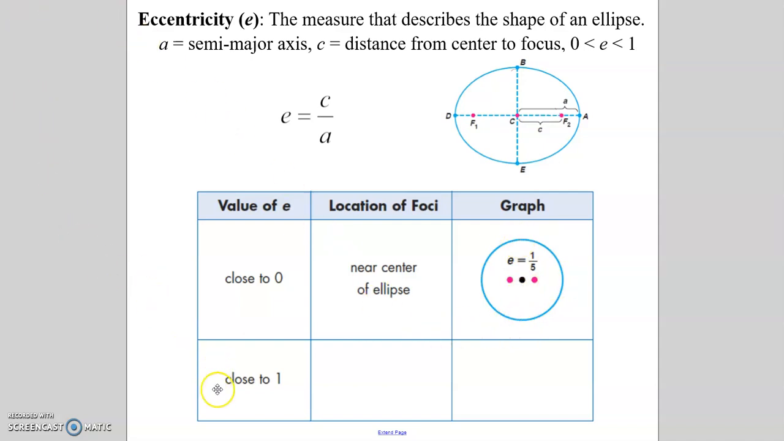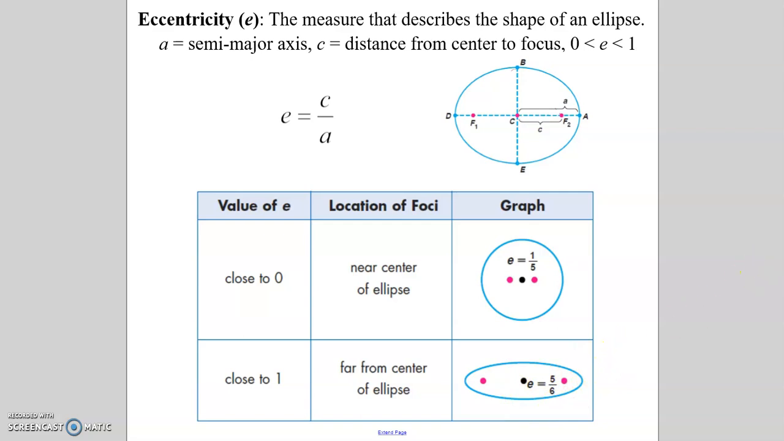Now, if the eccentricity is close to 1, that means that the number on top is almost as much as the number on bottom, which would mean C is almost as much as A, which means the foci are far from the center and really close to the vertex of the ellipse. Now, in that case, the ellipse would be very stretched out. So this is an example of an ellipse with an eccentricity of 5/6.